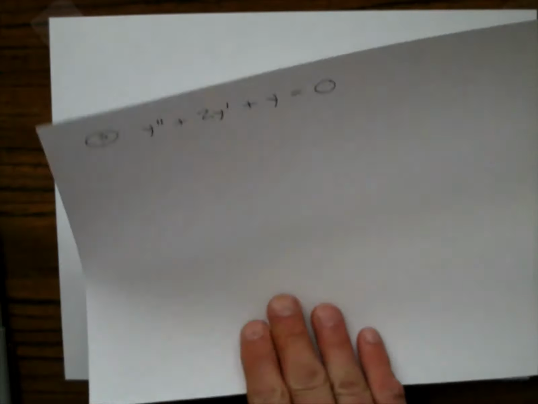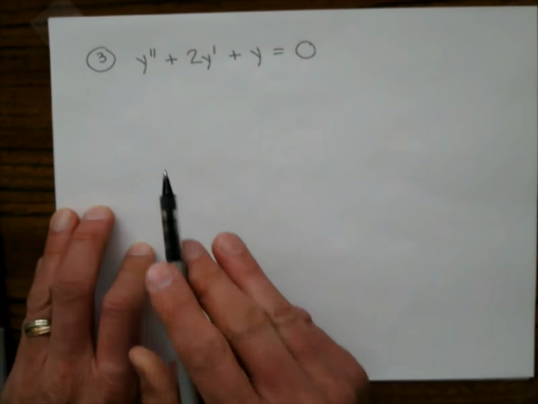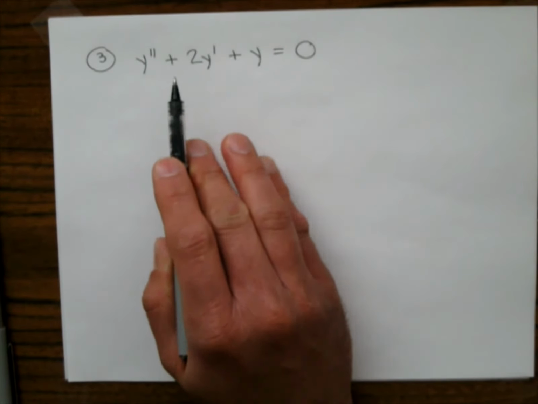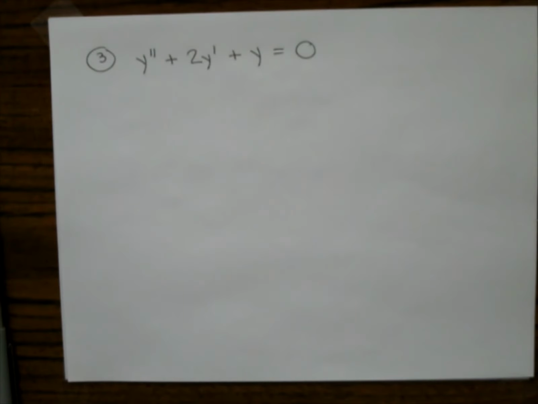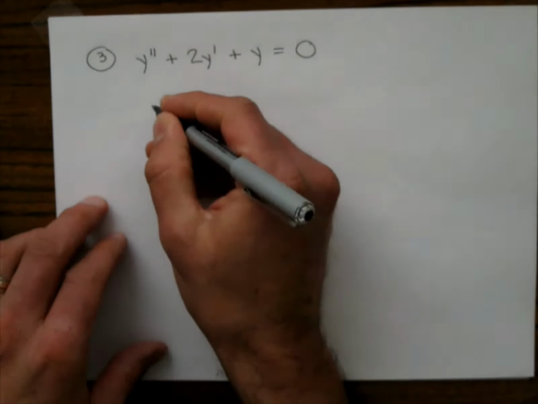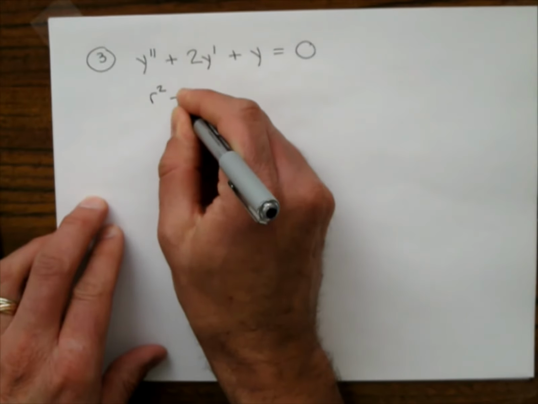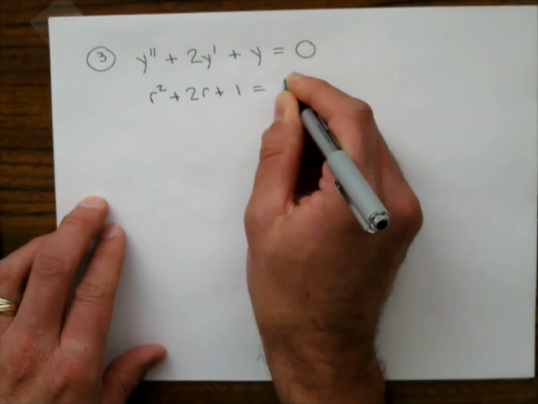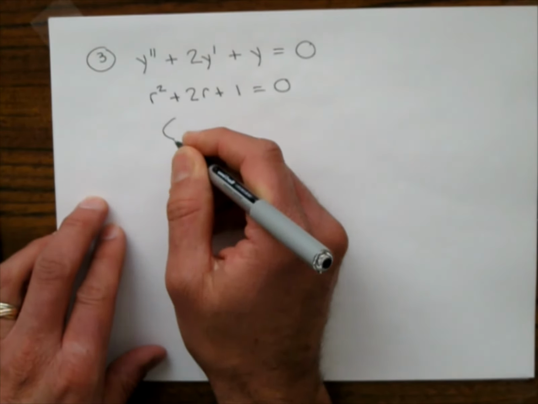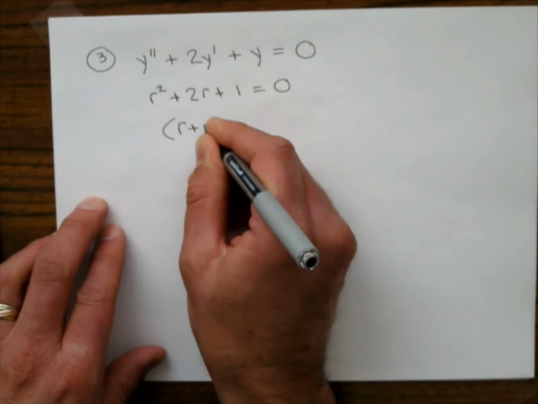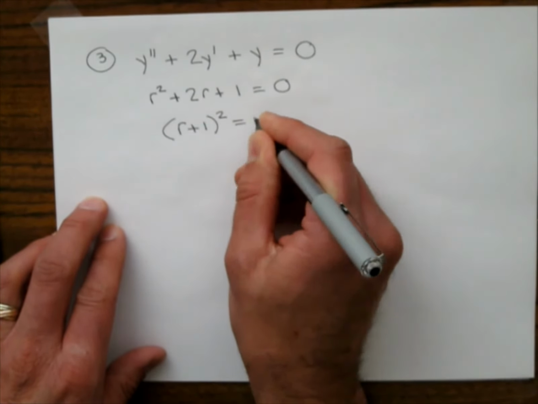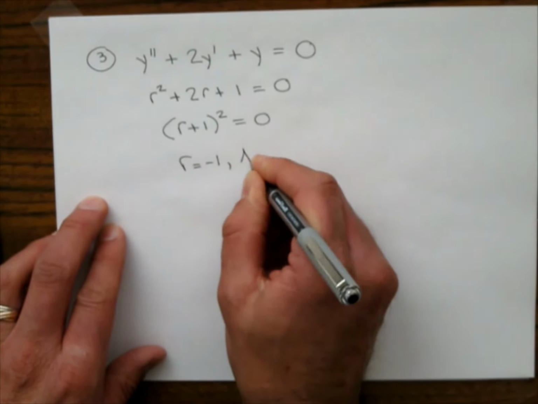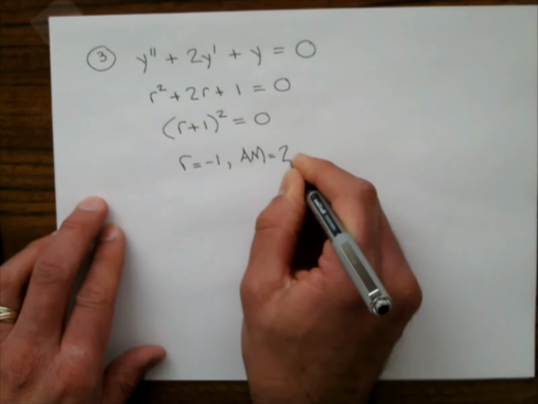Problem number 3. So this one, we have y double prime plus 2y prime plus y equals 0. Let's go ahead and write down the auxiliary equation. R squared plus 2r plus 1 equals 0. I factor this into r plus 1, quantity squared, equals 0. So this gives me r equals -1, which has an algebraic multiplicity of 2.